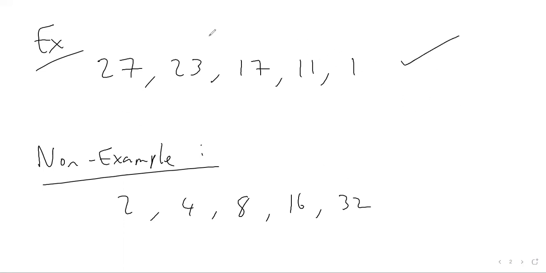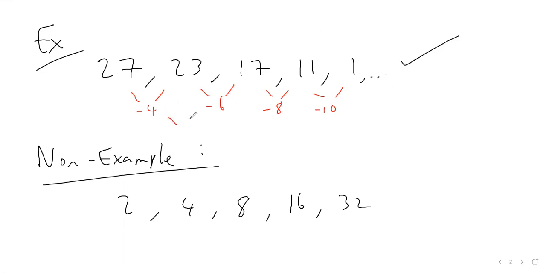And why is that? If we look at our differences between our numbers, to go from 27 to 23, that's -4. To go from 23 to 17, that's -6. And then -8 from the third to the fourth term, and then -10 from the fourth to the fifth term. Obviously, the sequence carries on and on.